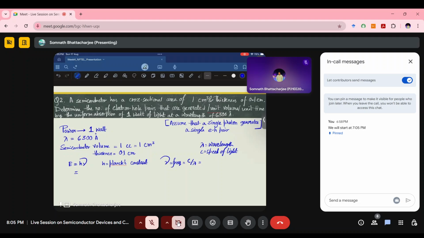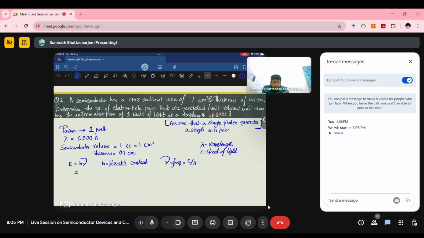Sir, the value of E is 3.15 into 10 raised to the power minus 19. How much is it? Just a second. Yeah, how much is it? E, 3.15 into 10 raised to the power minus 19. Yes, I've also got that. And what was the value of nu? So nu is c by lambda. Yeah, so what was the value of it? How much have you got? So nu is 4.76 into 10 to the power 14.